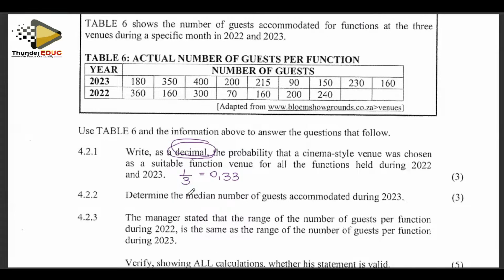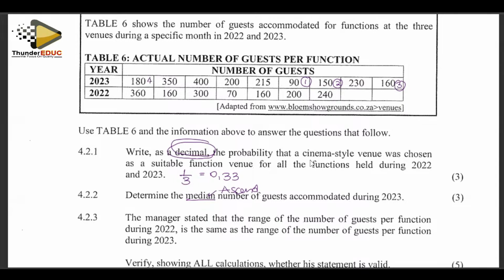Okay. Determine the median number of guests accommodated during 2023. Now, these ones, we are looking at them. 2023, first and foremost, median. What comes in your head? Arrange in ascending order. So we have to start with the smallest, followed by this. We have 3. You should do this on your question paper so that when you take it to the answer sheet, you do not have to scratch.